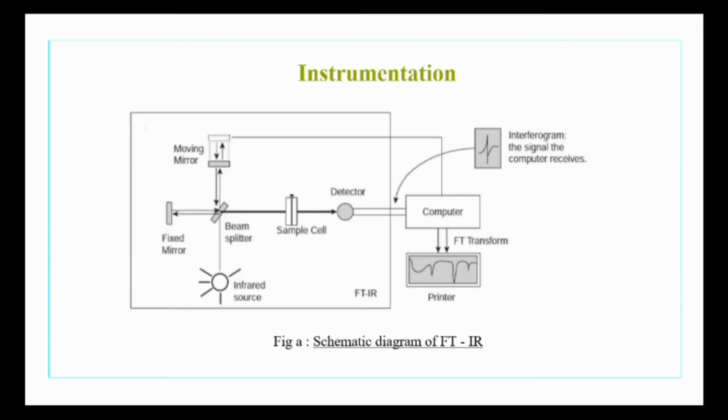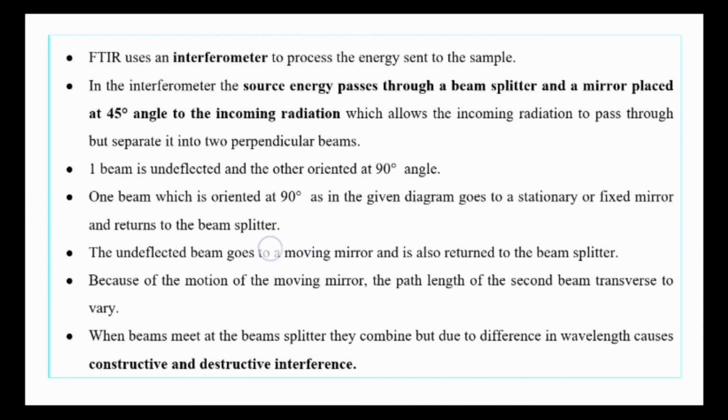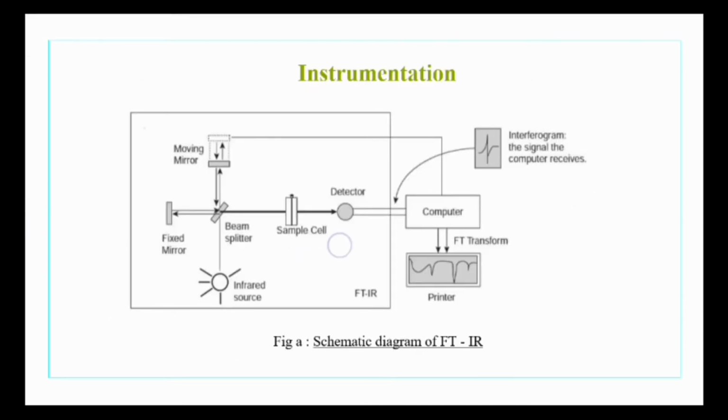Here is the instrumentation of FTIR. You can see FTIR consists of two mirrors, one is a fixed mirror and the next is a moving mirror, and a beam splitter, infrared source, sample cell, detector, computer, FT transform and printer, which gives us the IR spectrum. Okay, so let us discuss this instrumentation.